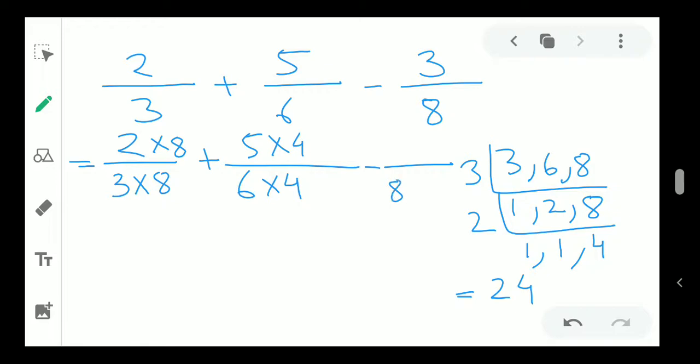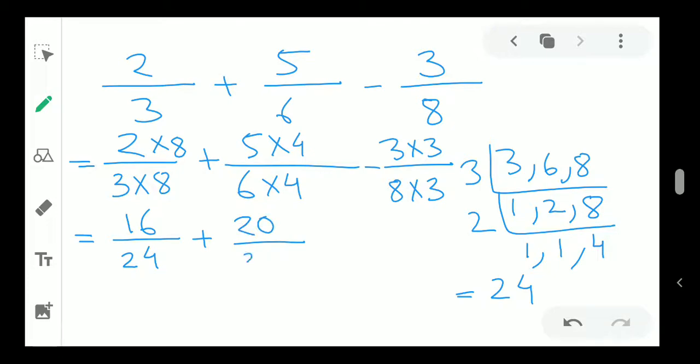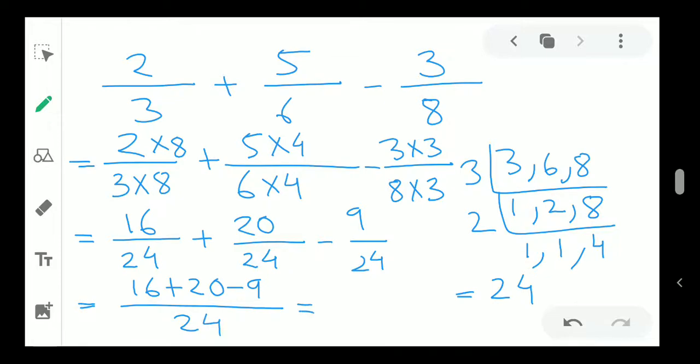I know 8 3s are 24, so I will multiply 3 up and down, and I will get here 16 by 24 plus 20 by 24 minus 9 by 24. And now what you have to do, you just have to do 16 plus 20 minus 9 by 24. 16 plus 20 is your 36. 36 minus 9, so that will be your 27. So yeah, 27 by 24.